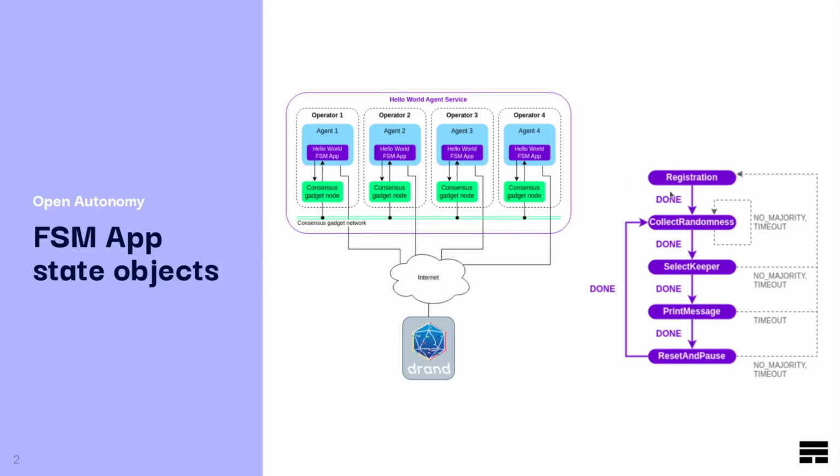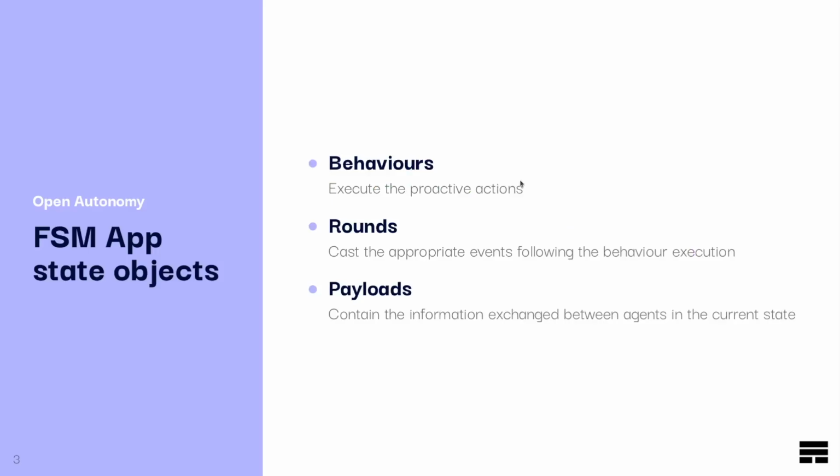Each of those states is implemented using a number of objects, namely the behaviors which execute the proactive actions, the rounds which cast the appropriate events following the behavior execution, that is, the rounds understand what has happened in this state and cast the appropriate events, and finally the payloads which contain the information exchanged between agents in the current state.